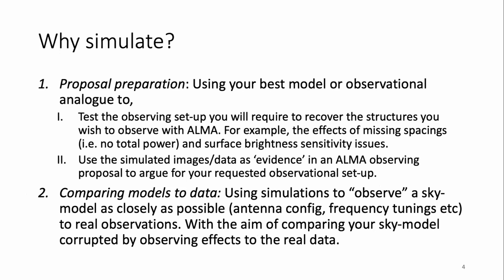This is particularly important if you're moving from a single dish observation to an interferometric observation, because those things behave very differently. There are effects of missing spacings, and you can run into surface brightness issues. So the first of those being because an interferometer does not have an infinite amount of baselines. There are gaps in its spatial scale coverage, so it acts as a spatial filter. So depending on the baselines available in your interferometer, you will be missing information on spatial scales. Particularly for ALMA, that usually is most obvious in the missing zero spacings.